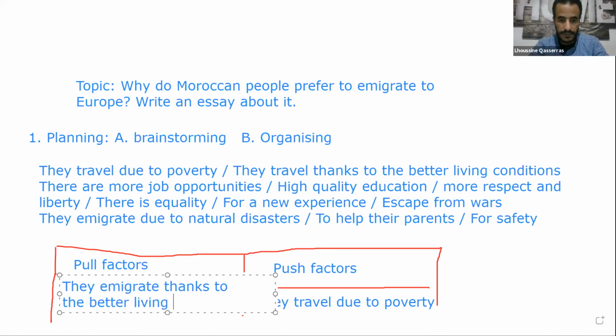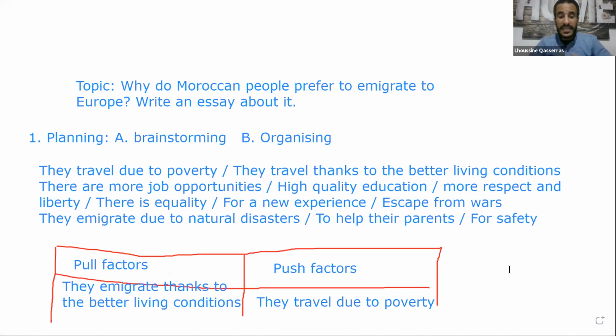Living conditions. Great. And here you have to tell your learners that 3 ideas or 2 ideas are enough because they have to develop them later. Okay. Is it clear now about planning, brainstorming, then organize? Is it clear or not?